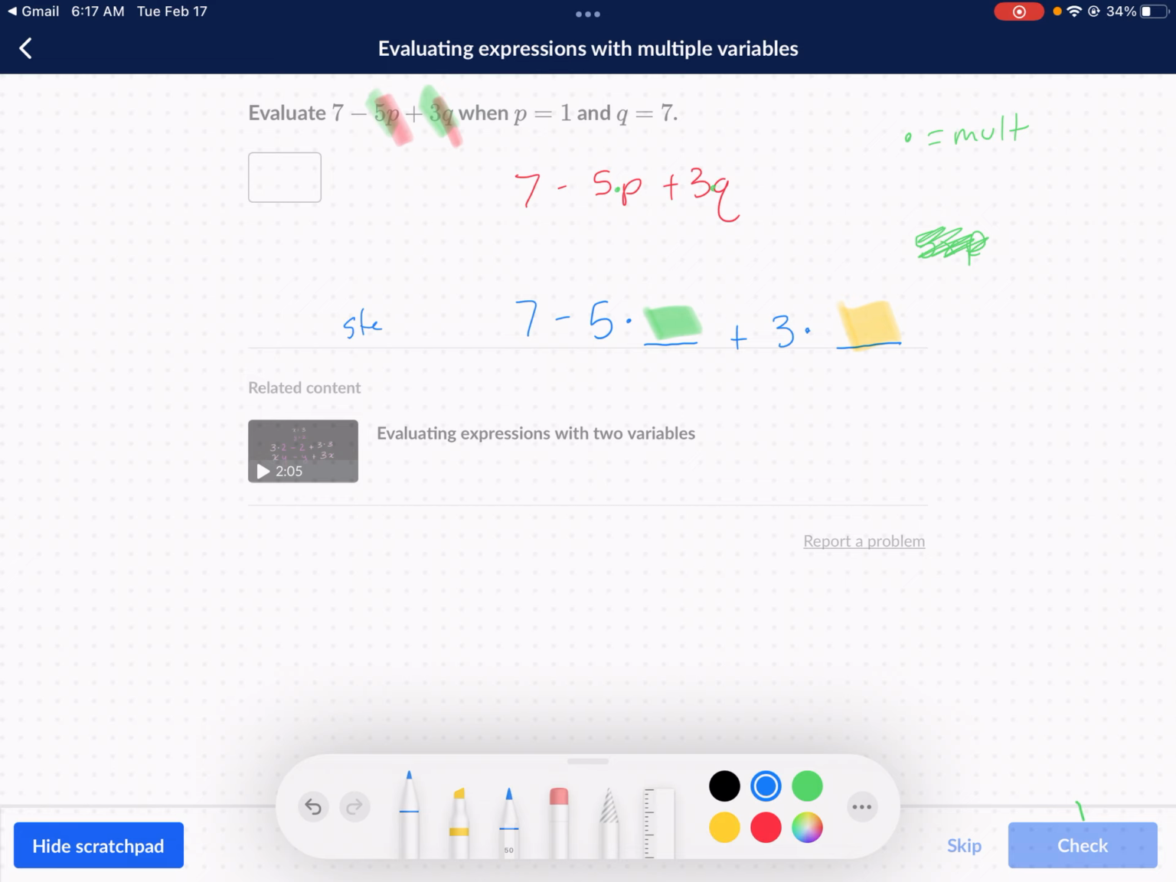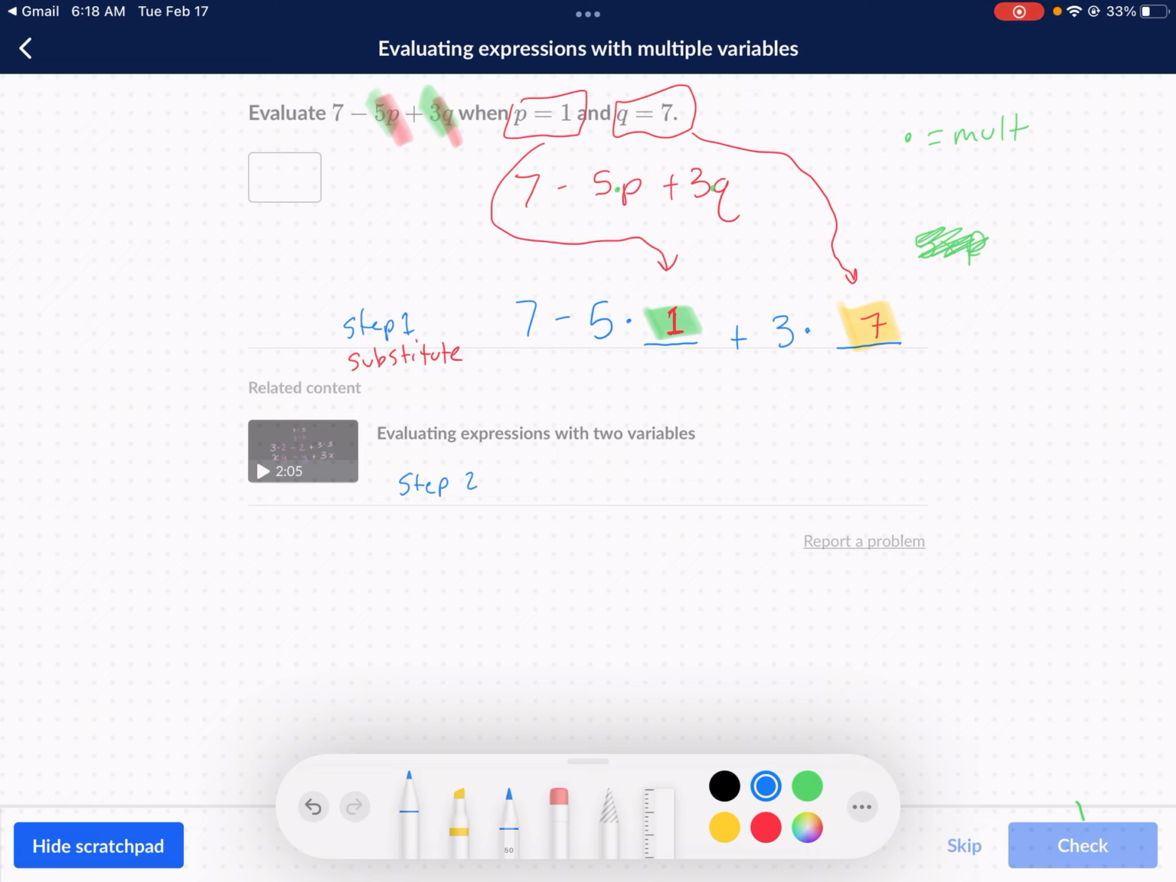So step 1, we want to insert these clues into the values that they're supposed to be inserted for. So this p equals 1, that's going to go next to the 5, right? So step 1, we're going to substitute. And that just means we're going to plug in these numbers. So we plug in 1 for p, and this q, which is 7, we're going to plug in for q. And that's it. After that, we're going to simplify.